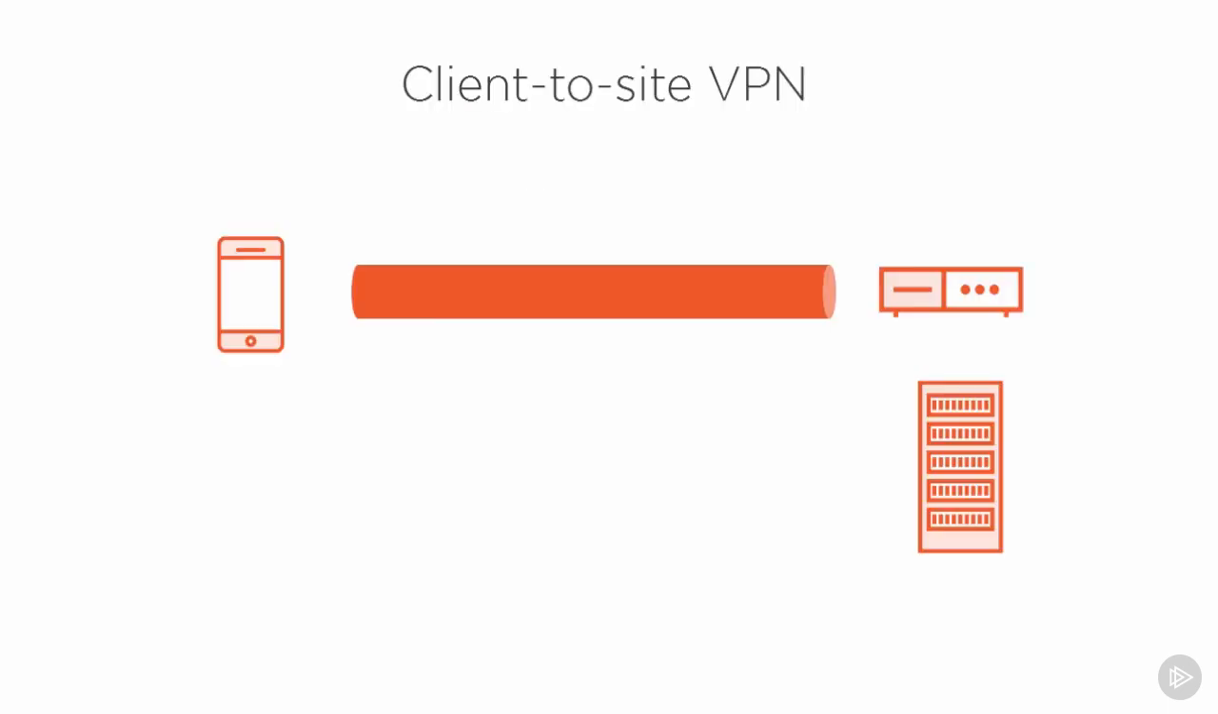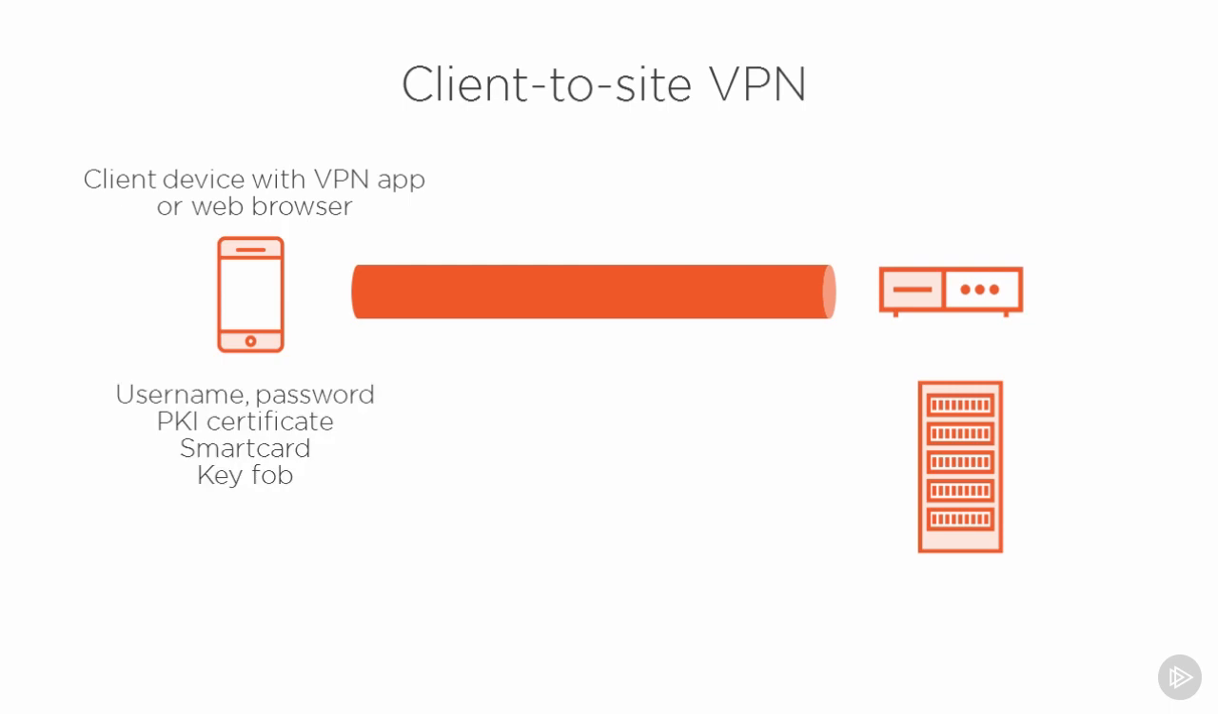Pictured on the screen, we have a basic diagram of a client-to-site VPN, where over on the left, we've got the client device with either a VPN client application installed or using a web browser, such as for an SSL VPN. Now, the user on the client device can authenticate in a number of different ways using username and password, or a PKI certificate, or smart card, or key fob, or a combination thereof. Now, over on the right, we've got the VPN concentrator that can handle multiple client VPN connections simultaneously.